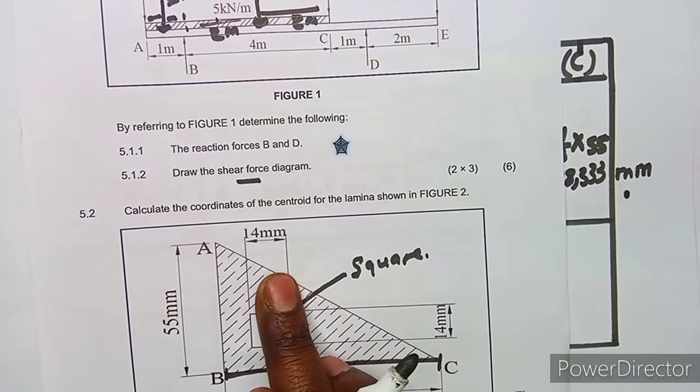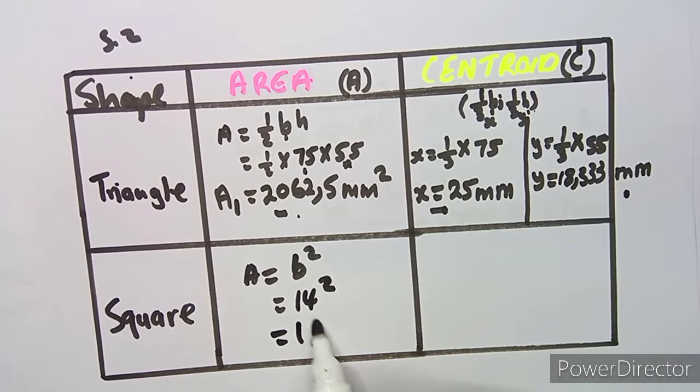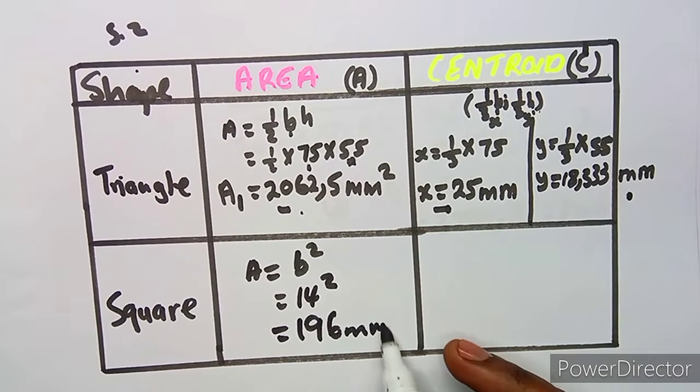So that's 14 millimeters, 14 millimeters. So it's just going to be 14 times 14, or 14 squared, which is 196 square millimeters.